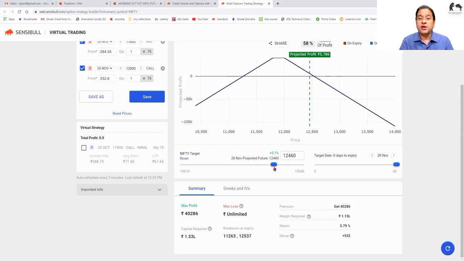But anything beyond that, you'll start losing money. That is where you actually need to put a stop loss. But how do you protect your downside? Make it a butterfly. That is, you buy calls.